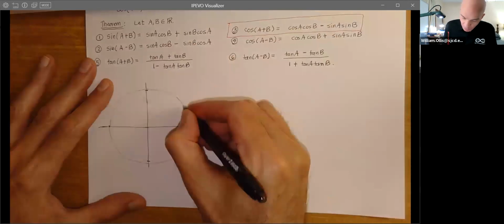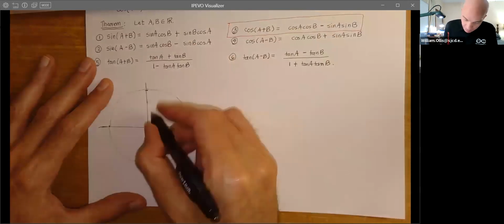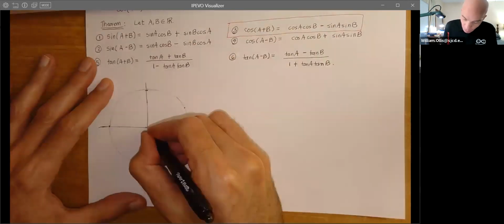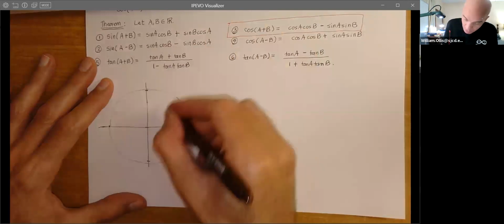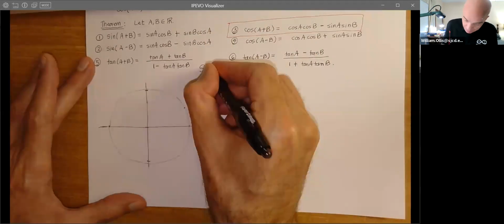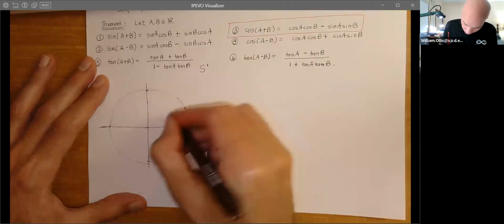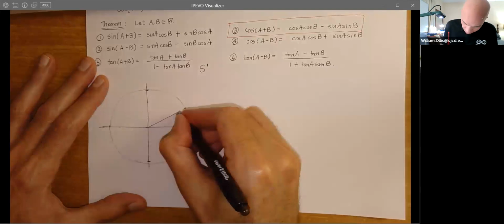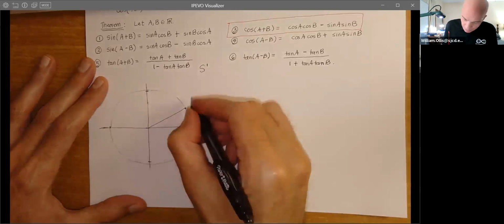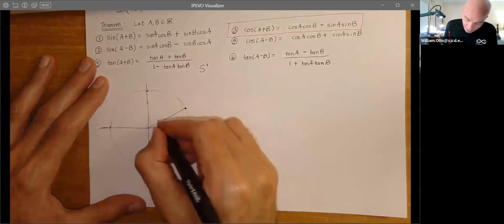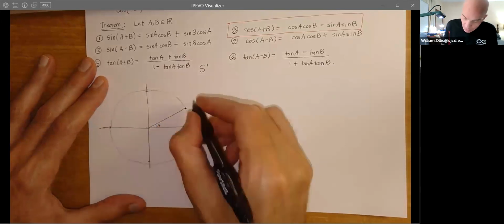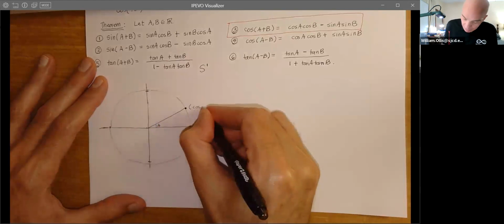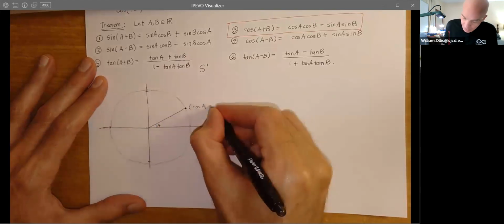So let's start with A, an abstract measure of A, which is also going to be the length here, because we're in the unit circle. So this is S1. So now with S1, this will be A. I'll mark it as A. So this will give us cosine A, sine A.